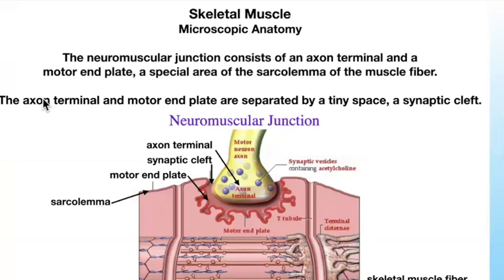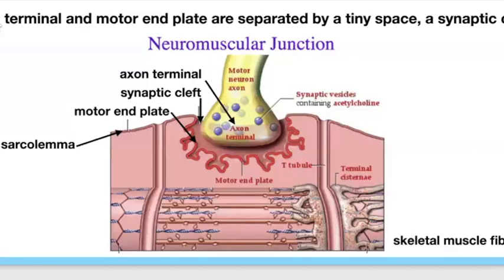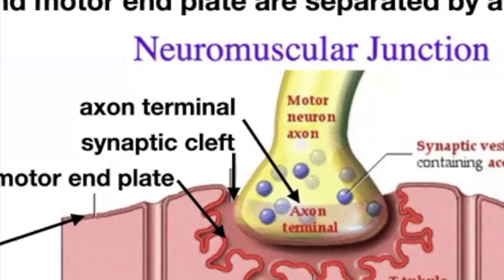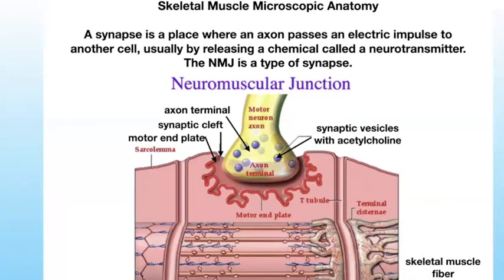The neuromuscular junction consists of an axon terminal and a motor end plate, a special area of the sarcolemma of the muscle fiber. The axon terminal and motor end plate are separated by a tiny space called the synaptic cleft. A synapse is a place where an axon passes an electrical impulse to another cell, usually by turning it into a chemical called a neurotransmitter. A neuromuscular junction is a type of synapse.